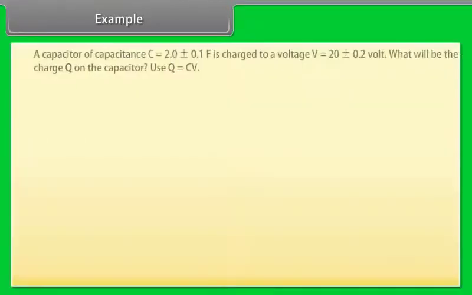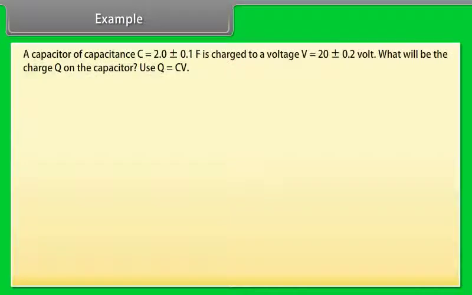Example. Let's take an example of errors. A capacitor of capacitance C = 2.0 ± 0.1 microfarad is charged to a voltage V = 20 ± 0.2 volt. What will be the charge Q on the capacitor? Use Q = CV. Let us see the solution.